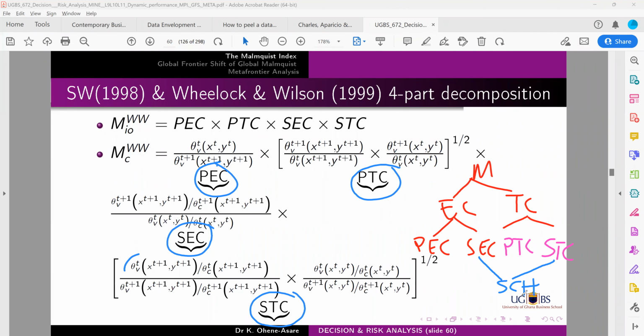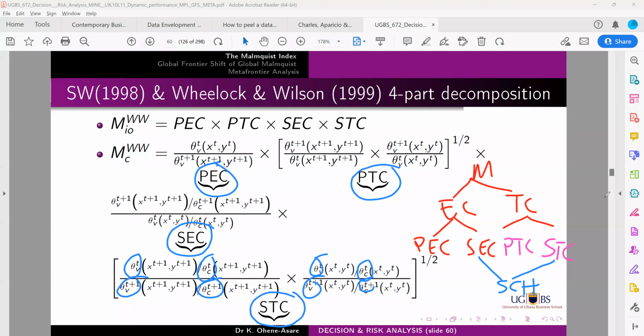Watch this. It's the same thing you are writing for this, just that the first one is VRS, the second one is CRS. They are all the same. The first one is VRS, the second one is CRS, but they are all the same. The first is VRS, the second is VRS. So when you take your time, you'll be able to know the clear differences.